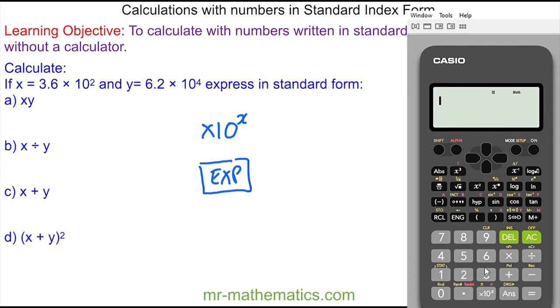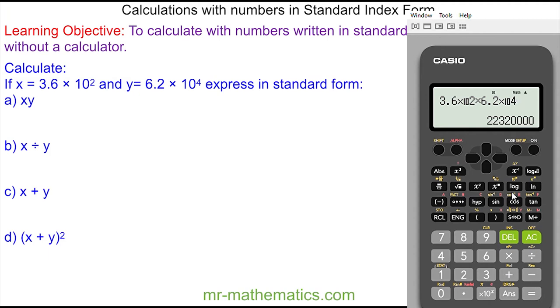So we'll work through question A. So for question A, we have 3.6 times 10 to the 2 multiplied by 6.2 times 10 to the 4. And we can convert this number to standard form using the setup function on our calculator. We choose the scientific form, and I'm going to make it to the fourth decimal place. So we have 2.232 times 10 to the 7.